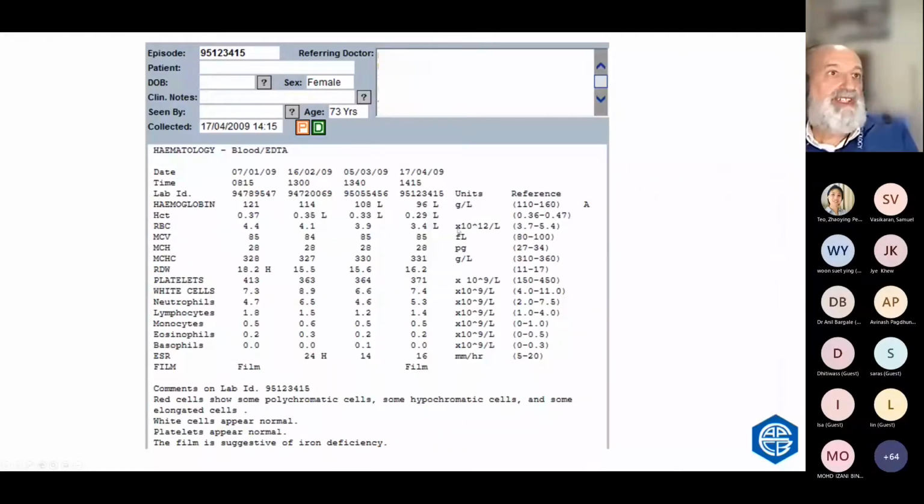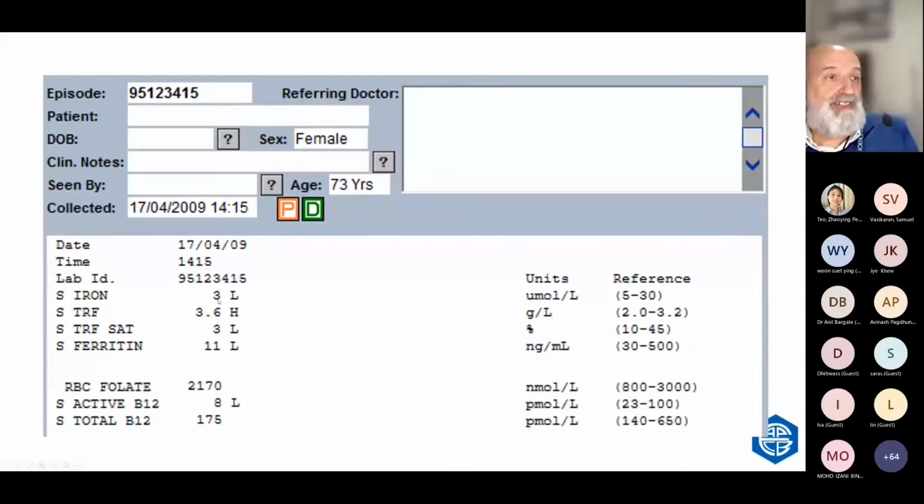Okay, here's a 73-year-old woman who's got anemia. It's not macrocytic or microcytic. But the film was suggestive of iron deficiency, because it's closer to iron deficient, microcytic, than macrocytic. So they did iron studies, and yes, the patient's iron deficient, but they're also B12 deficient.